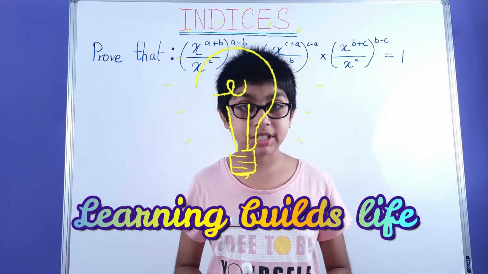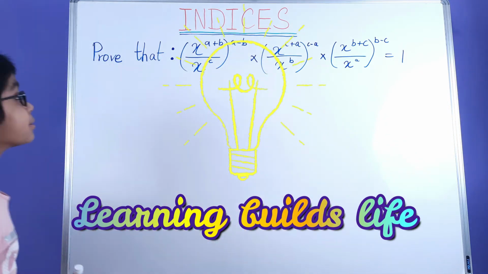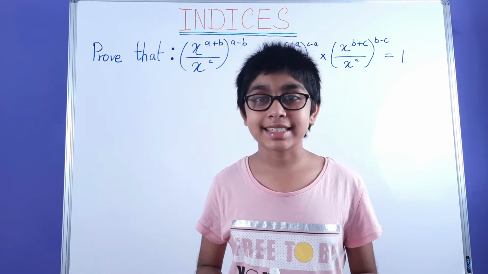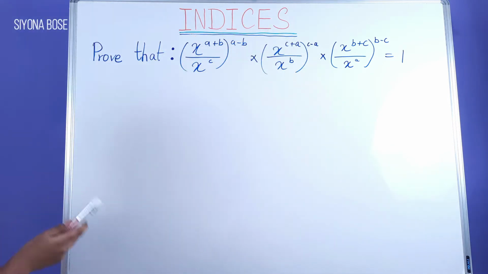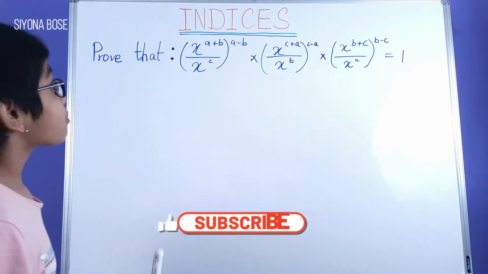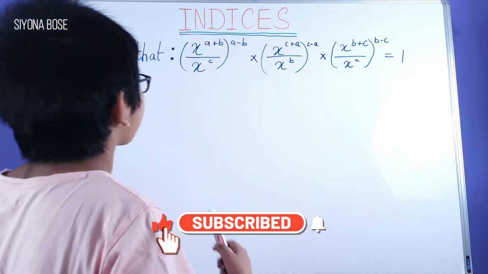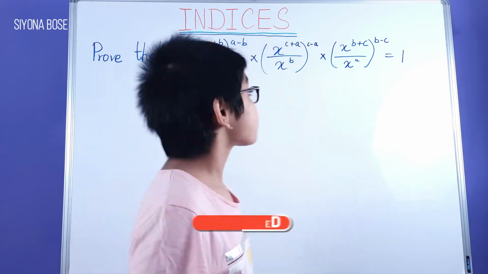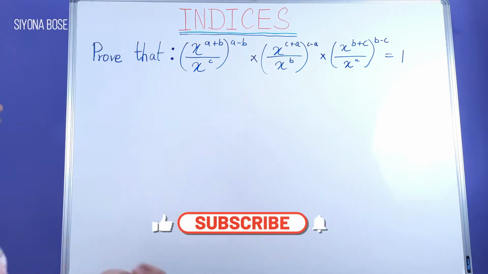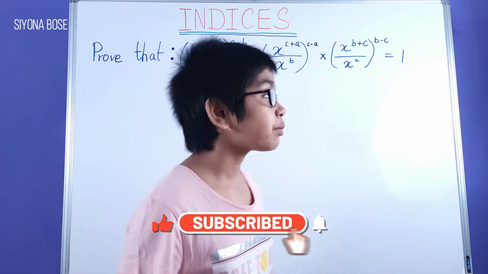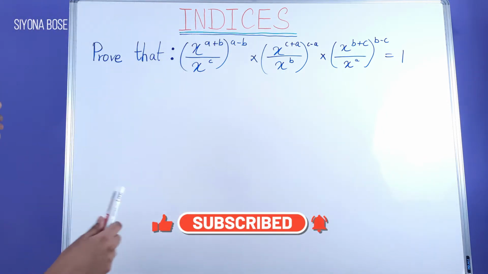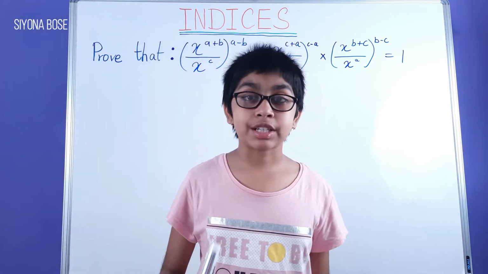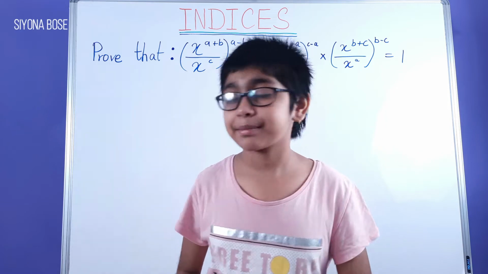Today we are going to talk about indices. Let's take a look at today's sum. Prove that (x^(a+b) / x^c)^(a-b) × (x^(c+a) / x^b)^(c-a) × (x^(b+c) / x^a)^(b-c) equals 1. Let's do this.